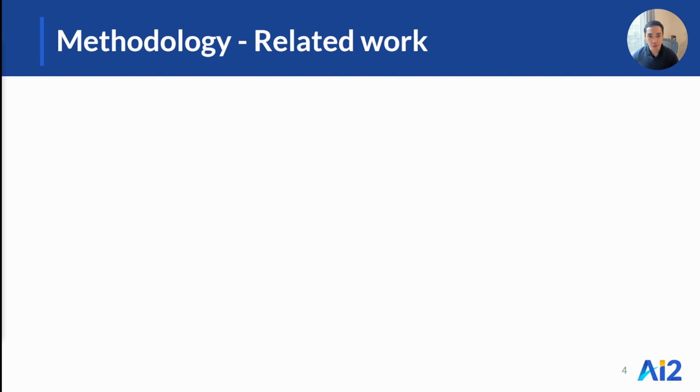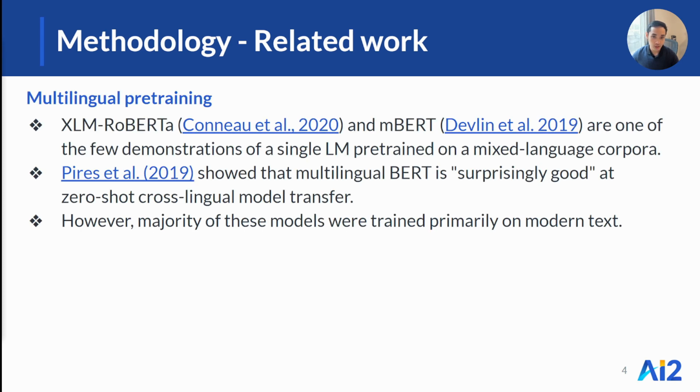Before we continue, I want to talk about related work. The idea of multilingual pre-training is not new. Some premier examples include XLM-Roberta and multilingual BERT, which were trained on hundreds of languages. And it has been shown that multilingual LMs are quite good, especially in zero-shot cross-lingual transfer. However, the majority of these models were trained, reasonably so, on modern text.